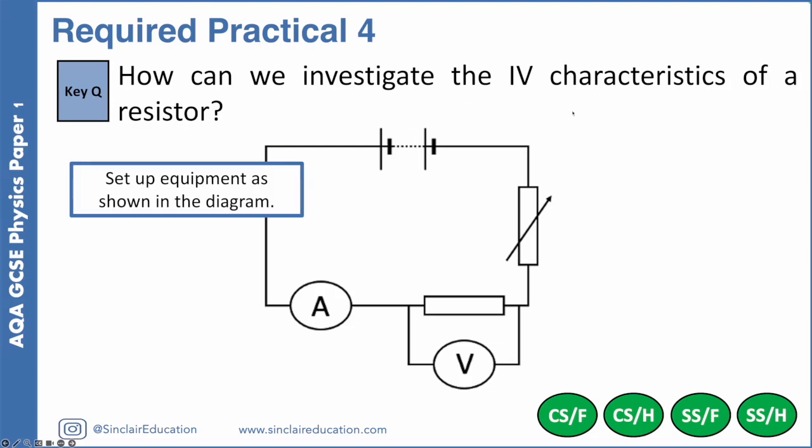So if we want to investigate the IV characteristics of a resistor, what we'll do is set up our experiment as shown. Details here, if you haven't drawn the diagram, is to mention that series will be the ammeter while the voltmeter will go in parallel.